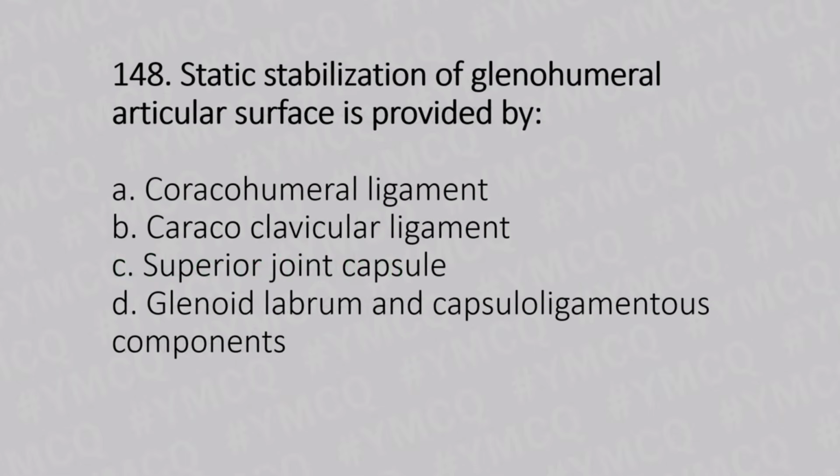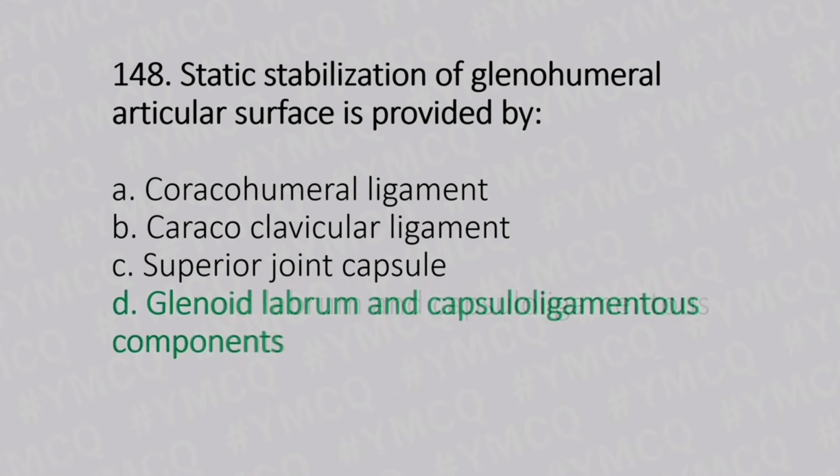Now let's move to question number 148. Static stabilization of glenohumeral articular surface is provided by: option A, coracohumeral ligament; option B, coracoclavicular ligament; option C, superior joint capsule; option D, glenoid labrum and capsulo-ligamentous component. And the answer is option D, glenoid labrum and capsulo-ligamentous component.